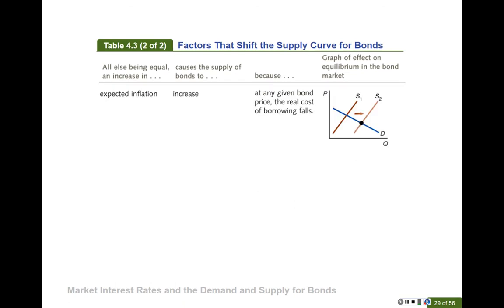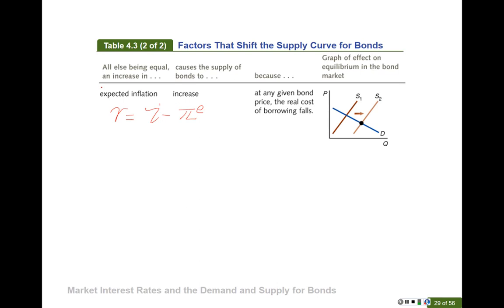Expected inflation rate. Recall the expected inflation rate could also change the bond demand. But how can the expected inflation rate affect bond supply here? We still need to use the Fisher equation. The Fisher equation means real interest rate, or real return, equals nominal interest rate minus expected inflation rate.